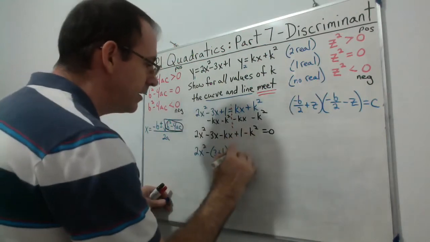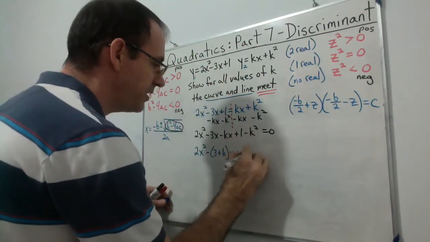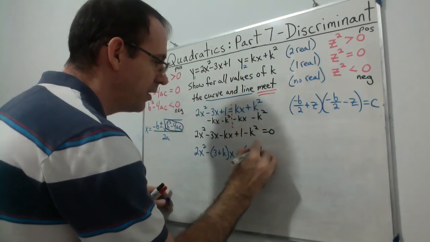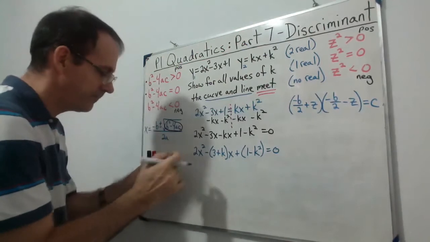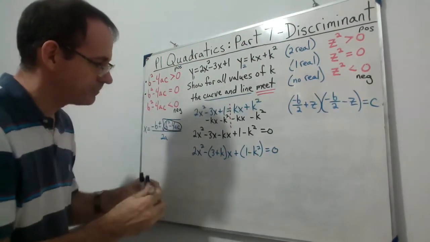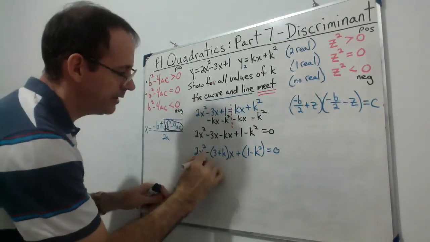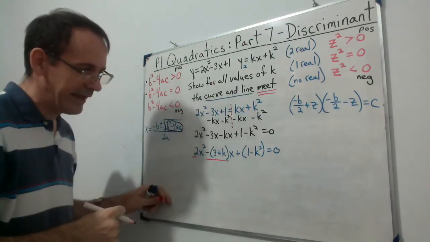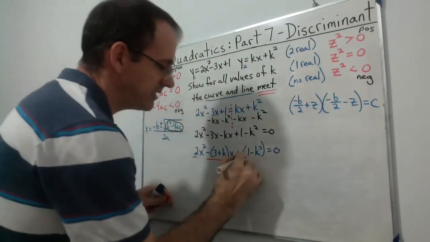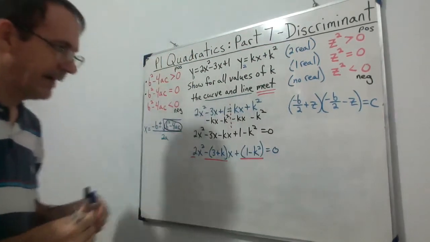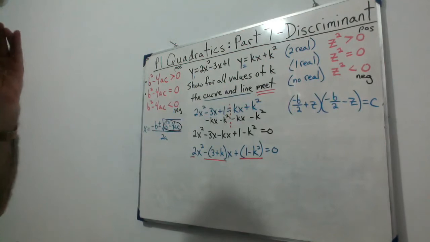Same thing over here. We're going to just put this in parentheses so that this becomes one unit representing our constant. So here's our A. Our A is the 2. Our B is the negative parenthesis 3 plus k. And then our C is the 1 minus k squared.